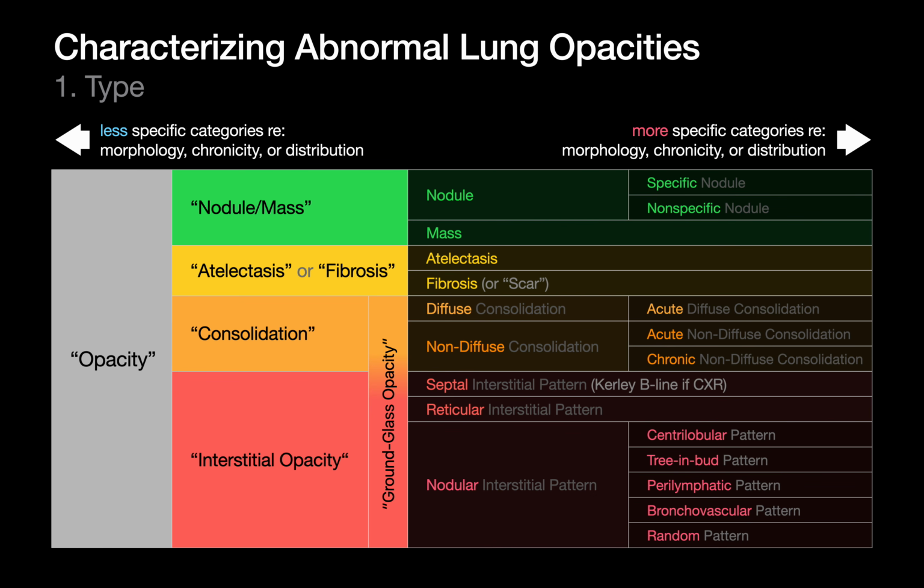This slide is basically a map of the vocabulary we use to describe types of lung opacities. And the idea is actually very simple. On the left are broad terms, and as we move to the right, the terms become more specific about morphology, sometimes more specific about chronicity, sometimes more specific about distribution. The most general thing I can say sometimes is there's an opacity. That's it.